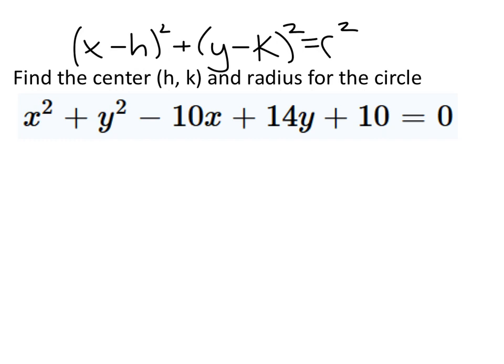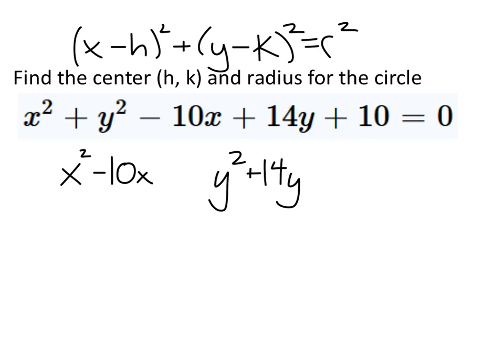We just want to look first at like terms. So we're going to start with the x's. I've got that x squared, and I've got a -10x. And I'm going to move those closer together. We're using the commutative property of addition here. And then we can look at the y's. So I've got y squared and that positive 14y, and that's good.